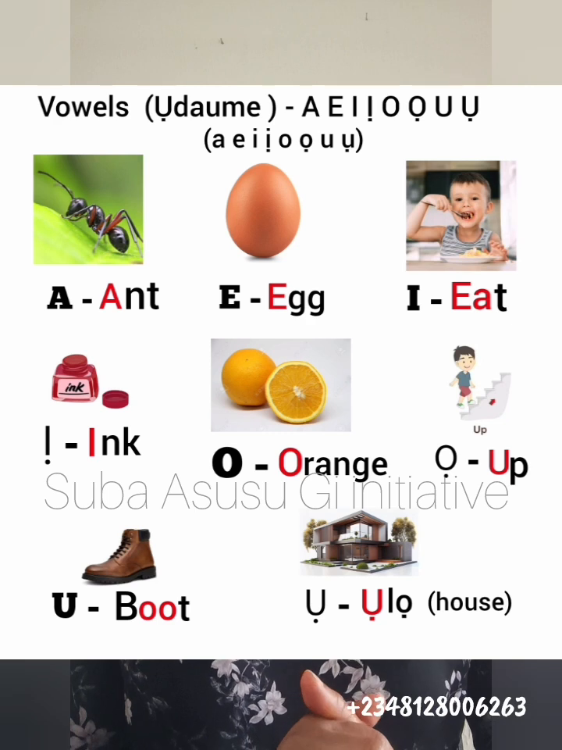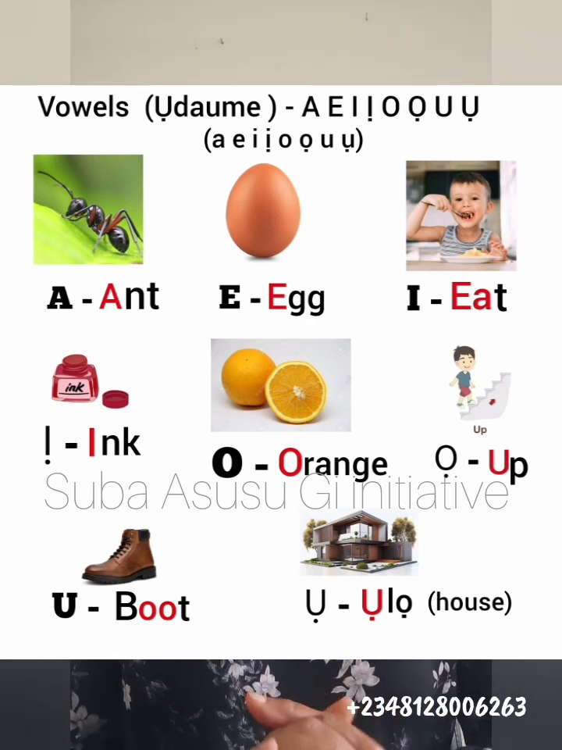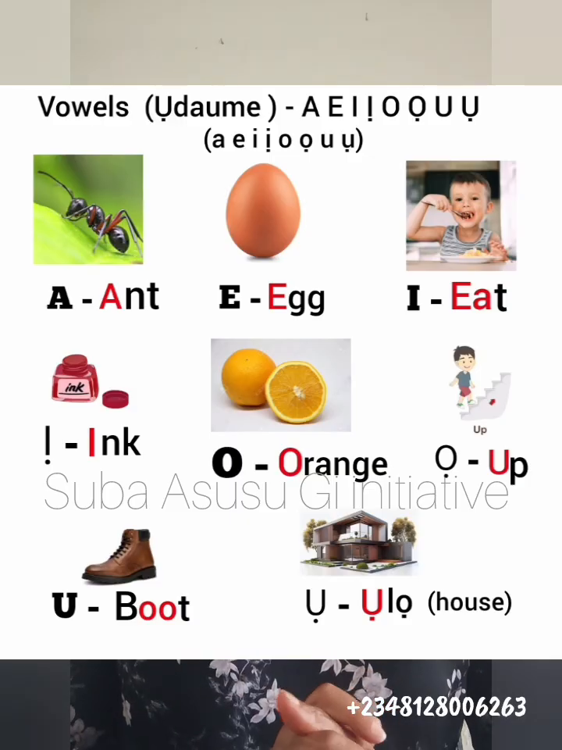Okay, welcome back. The Igbo alphabet has 36 letters, and of the 36 letters, 8 of them are vowels. So we're going to be looking at the 8 vowels in the Igbo language. In Igbo, we call the vowels Ụdaume. Okay, so that's what we call our vowels, Ụdaume. And these are the vowels on the screen.